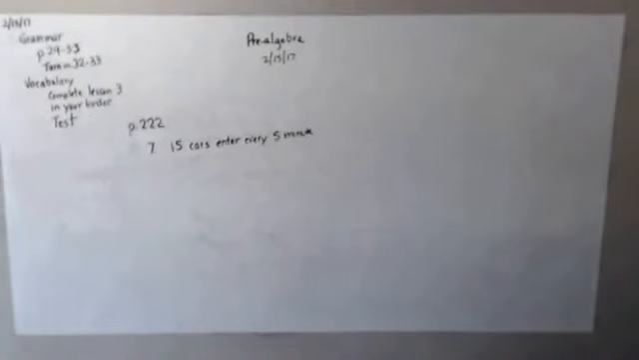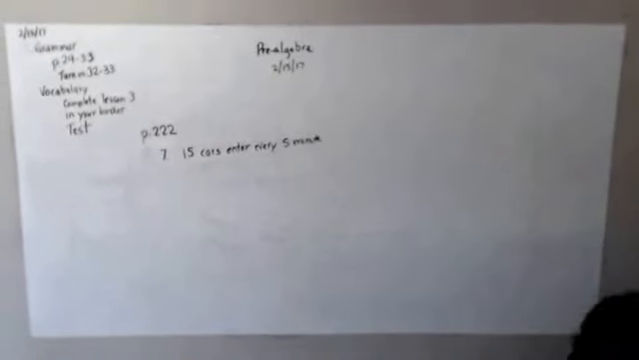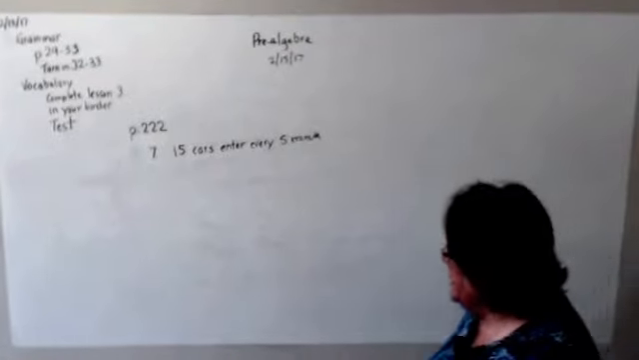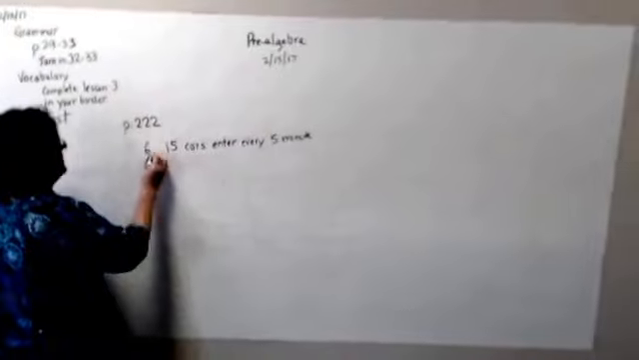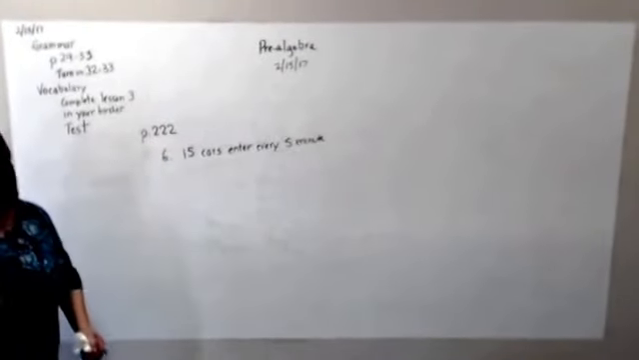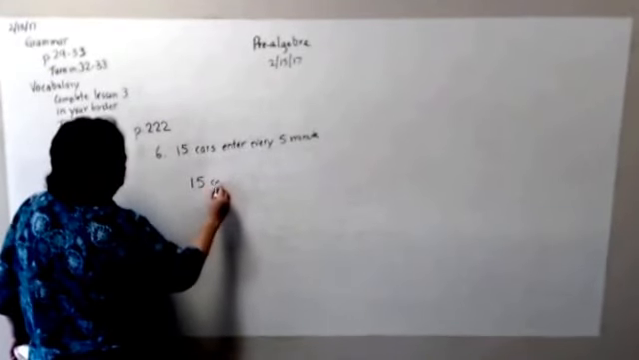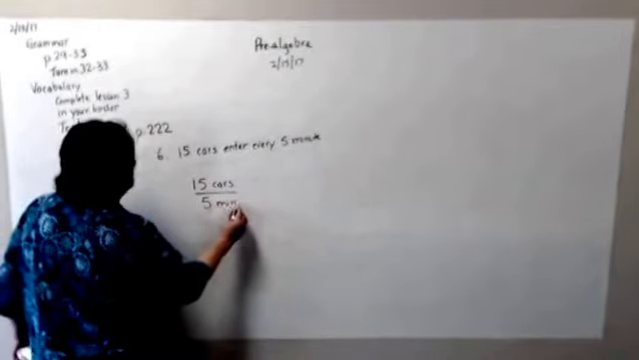Oh, I see, it's not 7. It's 6. Here's 6, right here. Oh, we didn't do number 6 yet. She said every 10 minutes, not 1. Let's go back to number 6. 15 cars every 5 minutes.